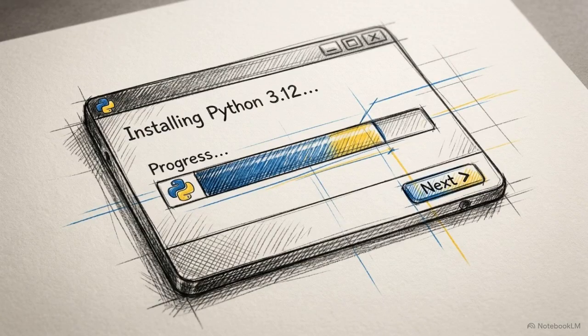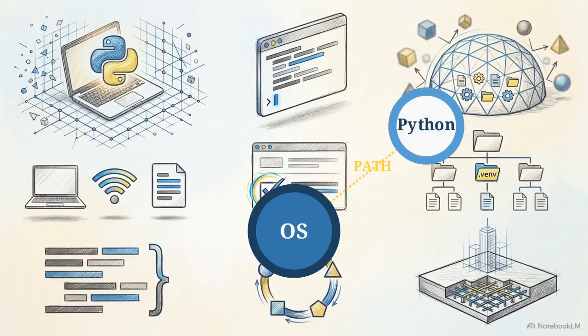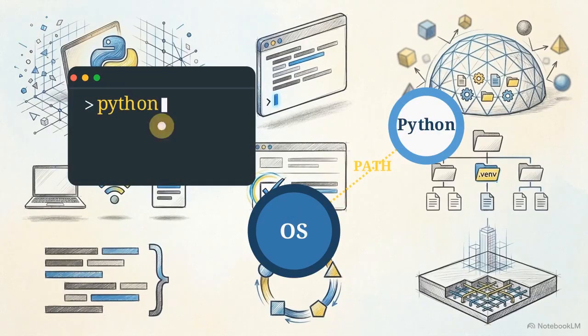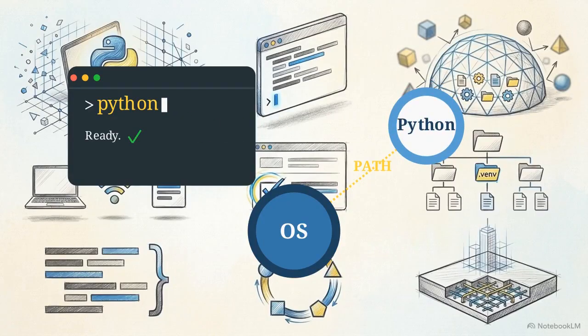If you are on a Windows machine, pause when you open the installer. Look at the bottom of the window for this exact box: Add Python to Path. You must check this box. Checking that box tells your operating system where Python lives. It ensures that whenever you type a Python command into your terminal, your computer knows how to read it.